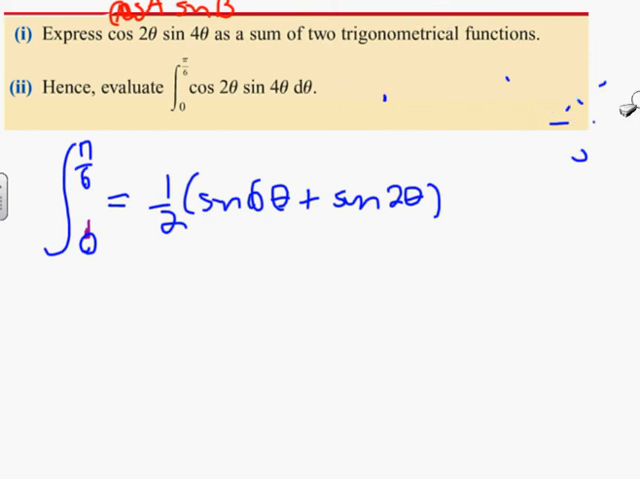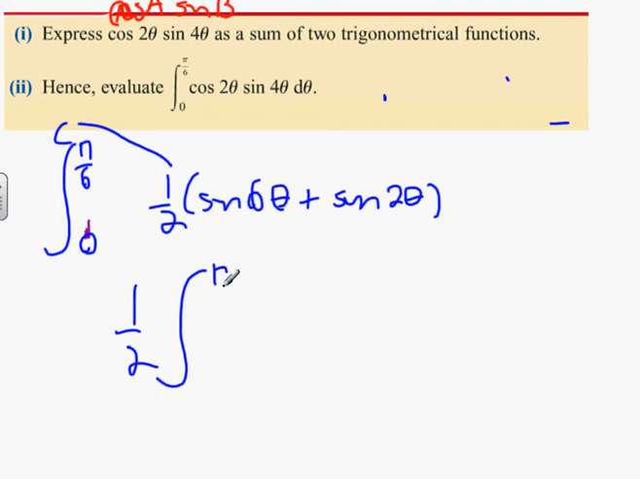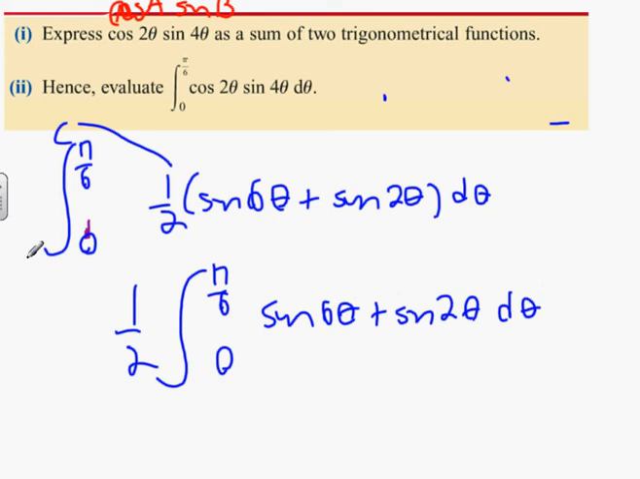So what I'm suggesting we do with this function here is that you're allowed to take out the constant. So we're going to move out the half. We're going to get a half, bracket, integral from 0 to pi over 6 of sine 6 theta plus sine 2 theta d theta, with the d theta at the back.